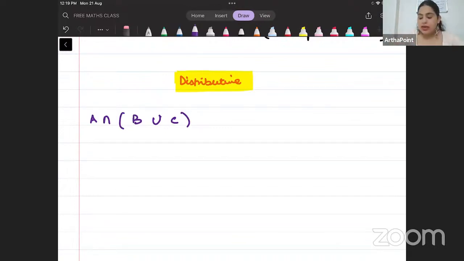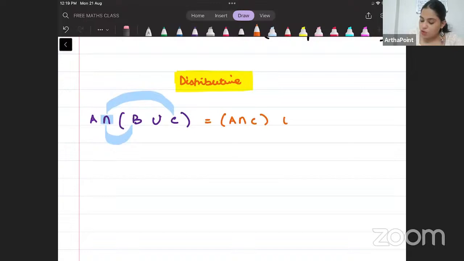What does this mean? It means that this intersection attaches itself with this and with this. So this is going to give you A intersection B, take that first, union A intersection C. So it is going to distribute itself. That is what the question is saying. Let us see an example once.